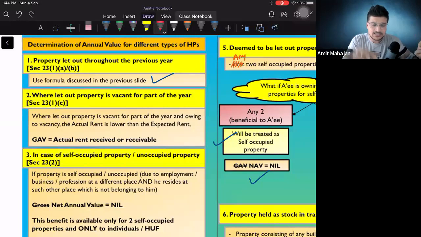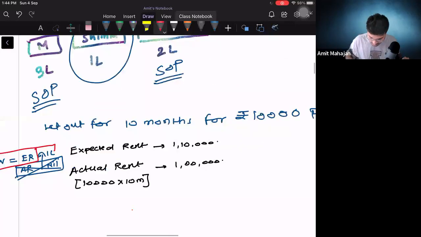But understand one thing, in situation 2, what is happening? You are letting out that property on rent to me for 10 months, and for 2 months the property is vacant. In this situation, what is going to be your GAV? We are identifying that. So I have taken one situation here.